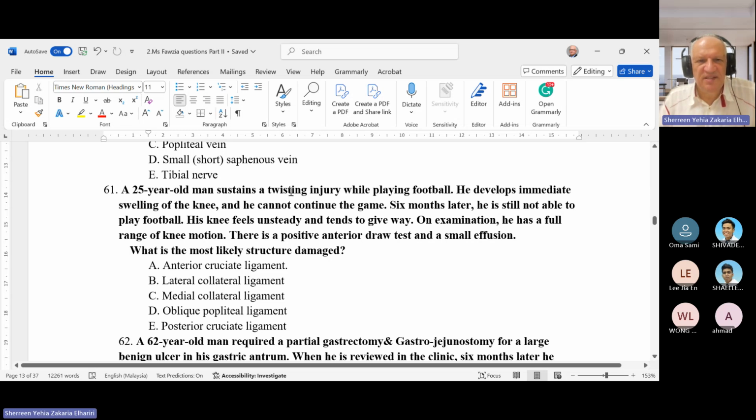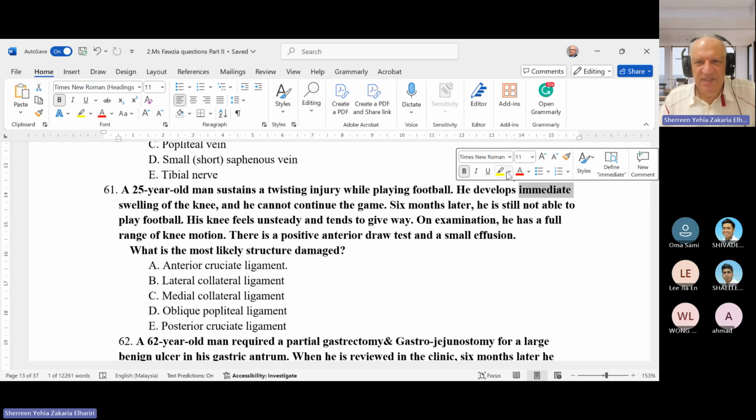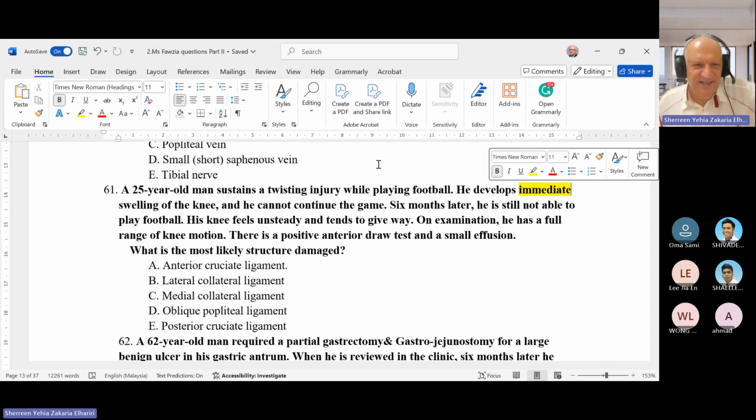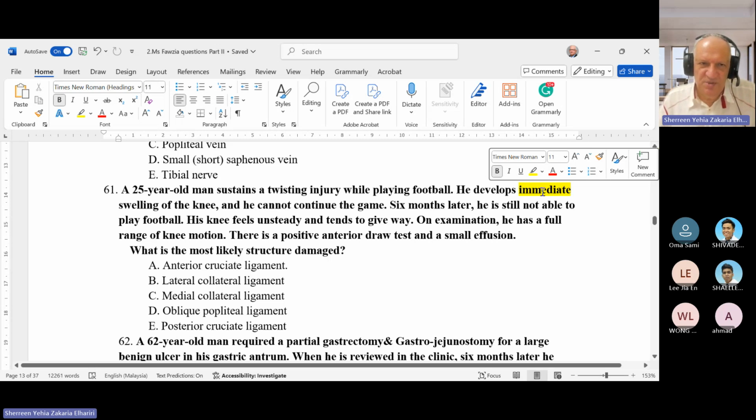All right, next question, 61. A 25 years old man sustained a twisting injury while playing football. He developed immediate swelling in the knee. As we mentioned before in orthopedics, if the patient has immediate swelling, it is a cruciate ligament. If there is late swelling, it is the meniscus. If there is no swelling at all, it is a collateral ligament. So immediate swelling, cruciate; late swelling, meniscus; no swelling at all in the knee, lateral or medial collateral ligament. So with this immediate swelling, we are in cruciate.